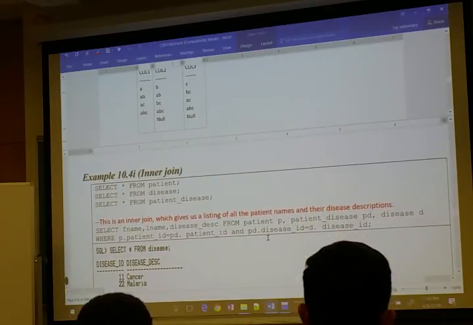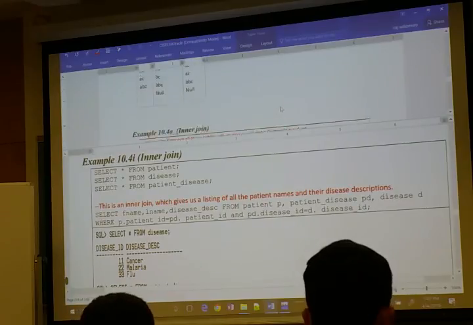All right, so then let's go ahead and just look at this in the context of patients and diseases.